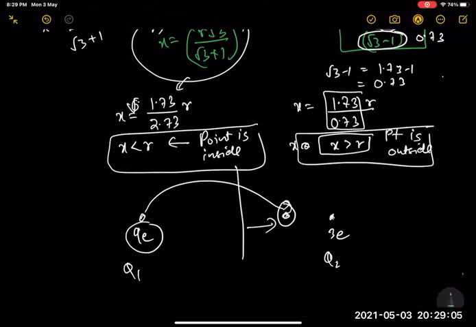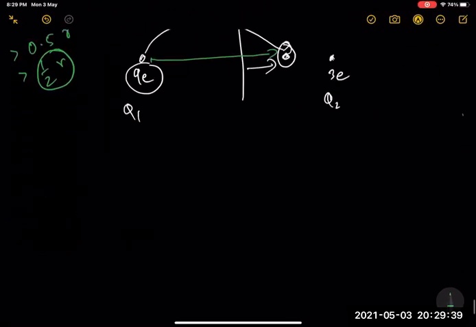And so that means the distance from 9e should be greater than 0.5 r, half r, right? It should be greater than half r. I think only the second option, r by 1 plus root 3, satisfies that its distance from the 9e is more than half r. 32 is done.